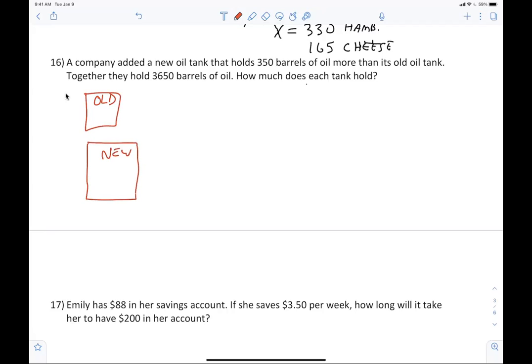How much did my old tank hold? We don't have any idea. So that's what? X. Now my new tank holds what? X plus 350. I just don't think that's that hard. Now, if you just want to write old and new, I'm totally fine with that. Together, they hold 3,650.